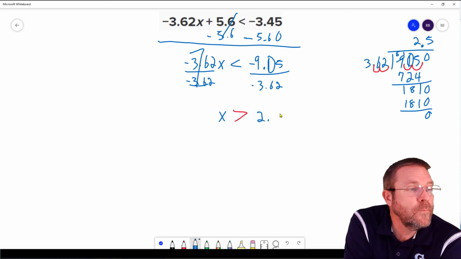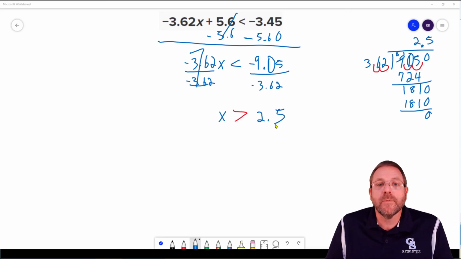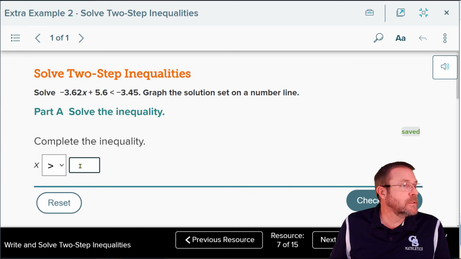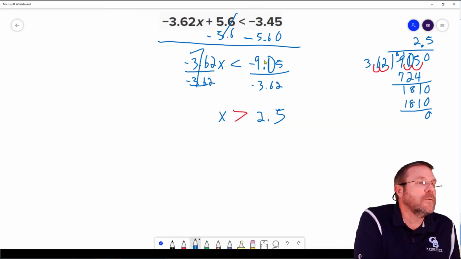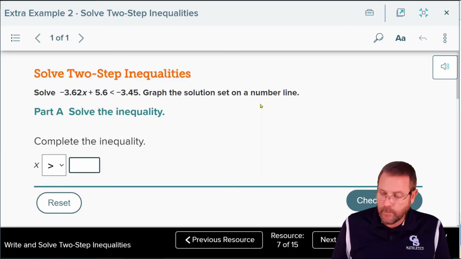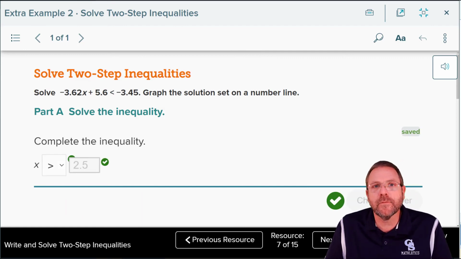So my answer is going to be x is greater than 2.5. Jumping back over to our textbook page, we're going to have x is greater than, hold on, let me make sure I got my signs right here, because I had a negative divided by a negative, so yes, it is going to be a positive 2.5. So I'm going to put 2.5 in here, check my answer, and the answer checks.